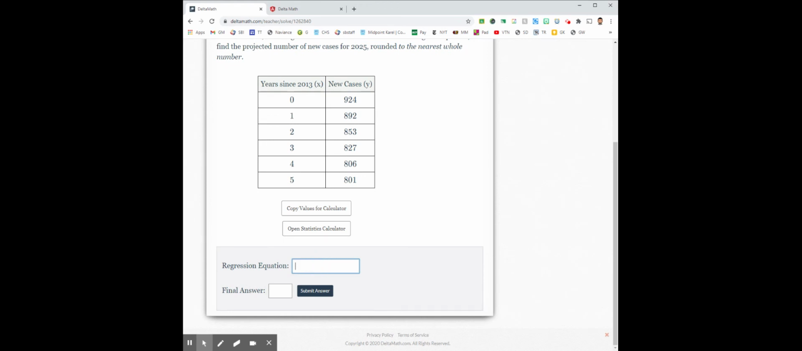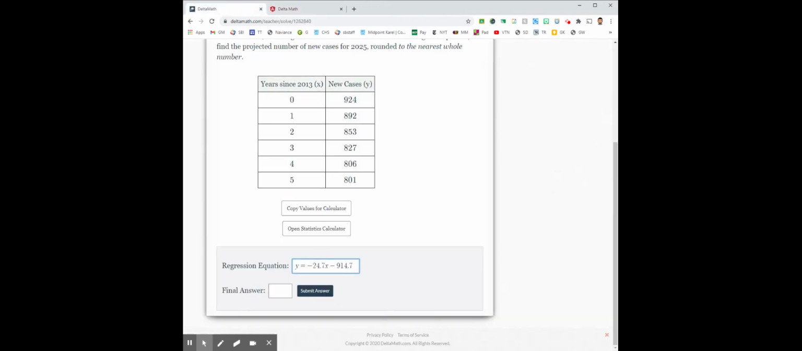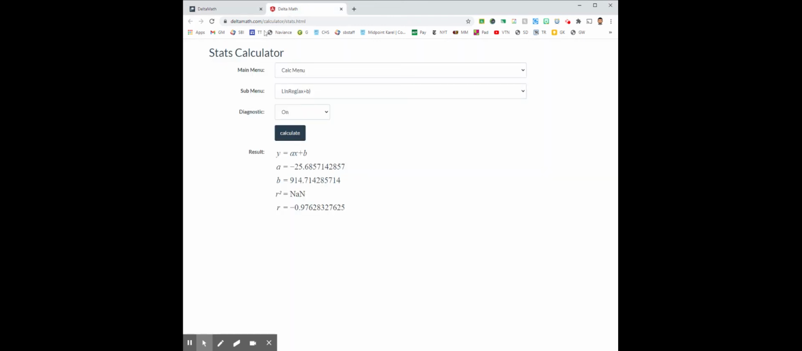So down here, I can put that right in. Y equals negative 25.7 x minus 914.7. I'm going to double check these. It's negative 25.7 and 914.7. You just need to copy those across. Negative 25.7, 914.7. Yes, they do match up.